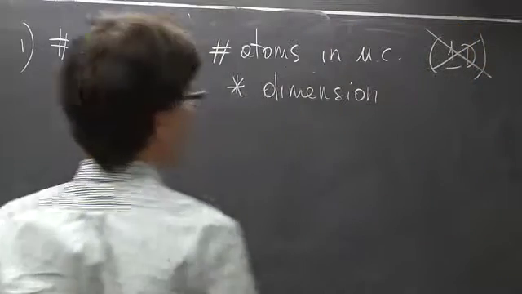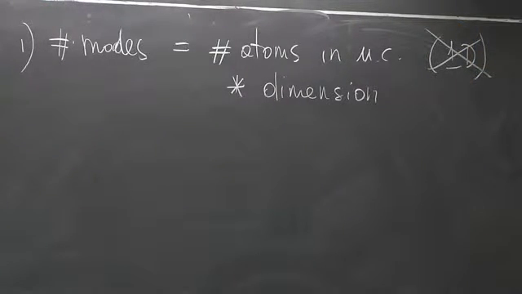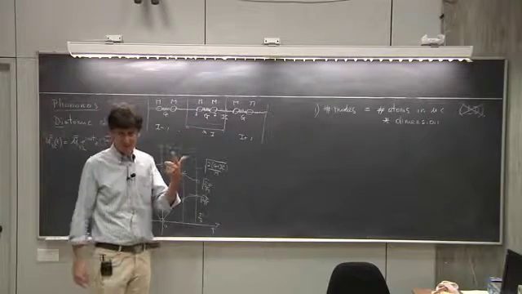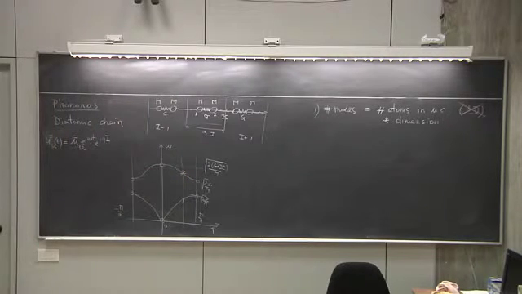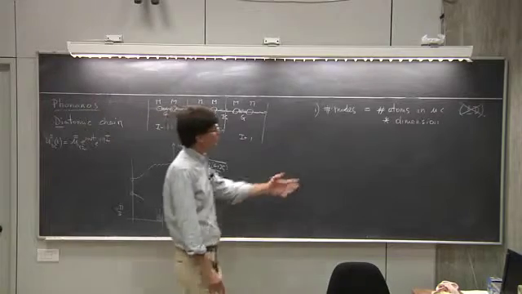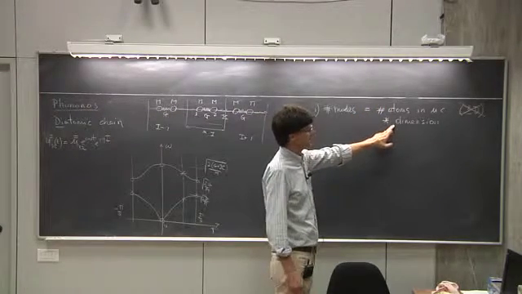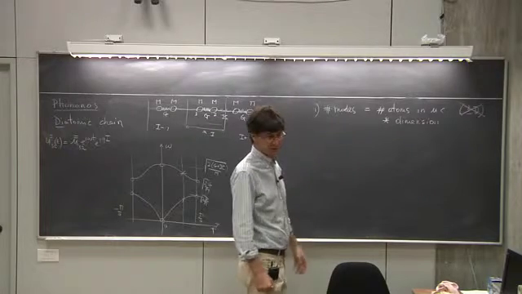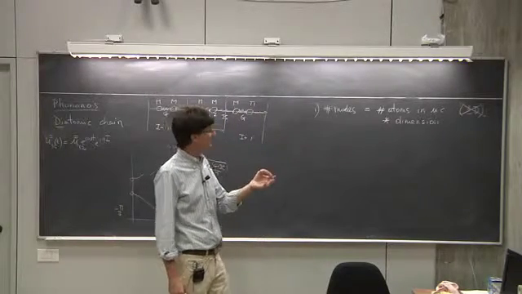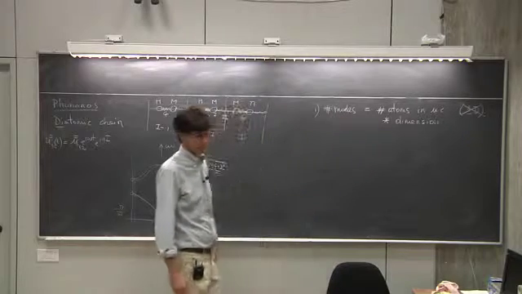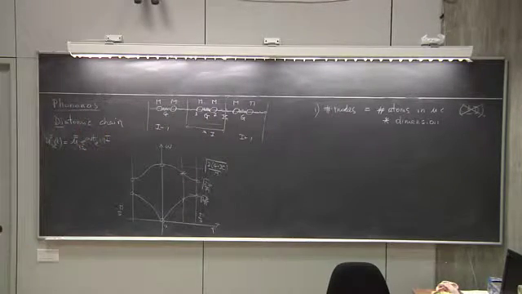In 1 dimension, it's the number of particles. In 2 dimensions, it's twice the number of particles, because each particle will have 2 independent directions. In 3 dimensions, there are 3 Cartesian directions, and therefore each particle carries 3 independent degrees of freedom. So the number of modes is the number of atoms in the unit cell times the physical dimension of the problem. If we're in 3 dimensions and we have 1 atom per unit cell, the number of modes will be 3. First important statement.